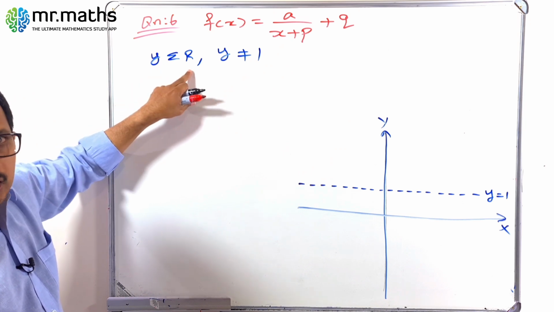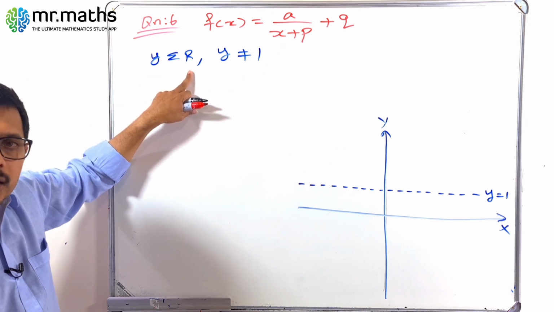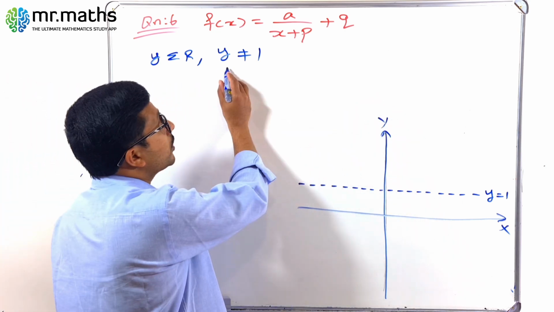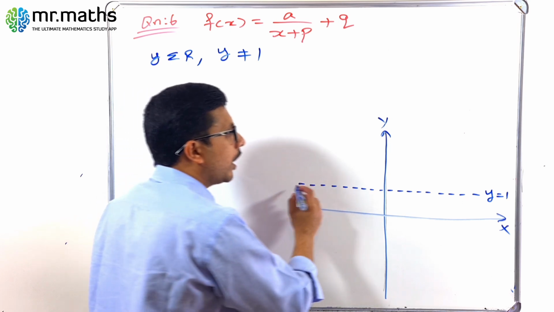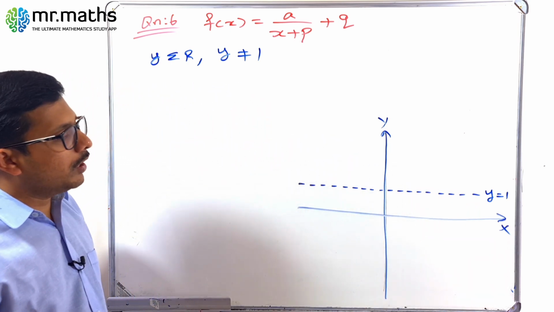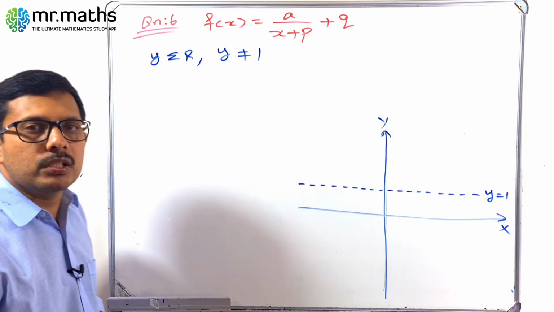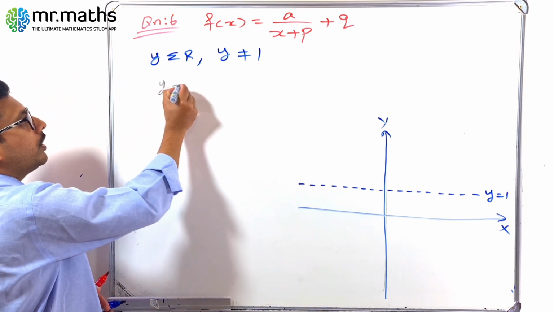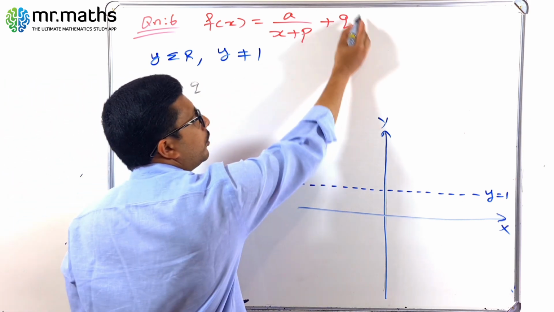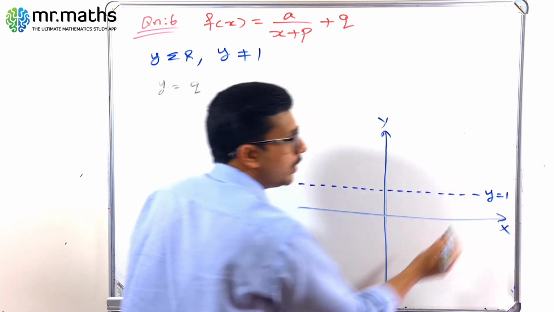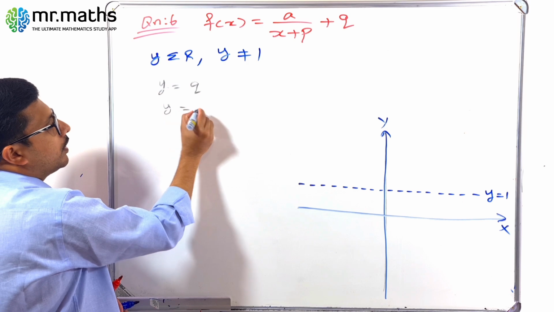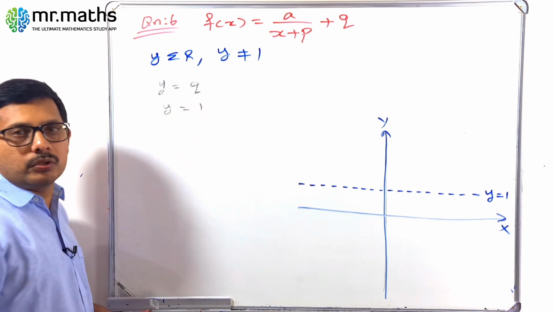The range is y is an element of R. It means that y can take any real values, except y is equal to 1. So y can't be 1, and y can't be 1 means that is the asymptote. So generally how can we write? Normally we write y is equal to q. Am I right? So what is this q? This value. Here we know that the q value is 1. So it implies that y is equal to 1, or q is equal to 1, we can write directly.